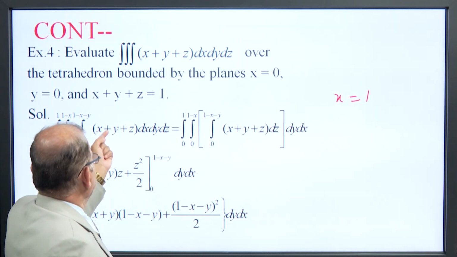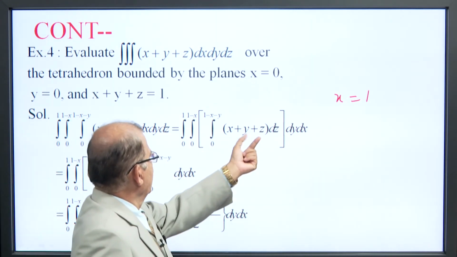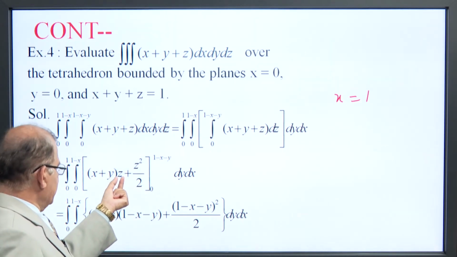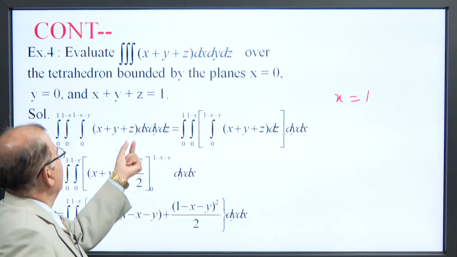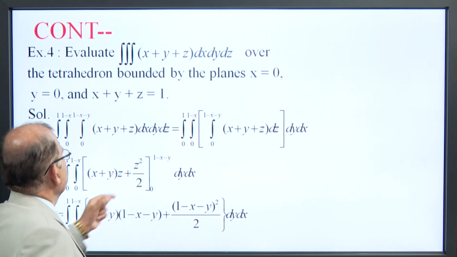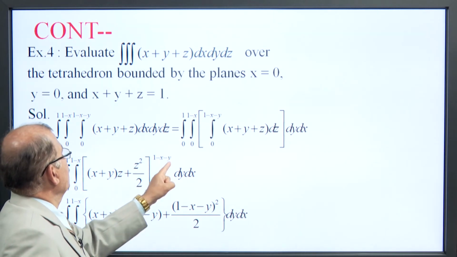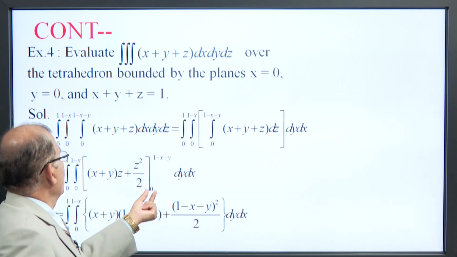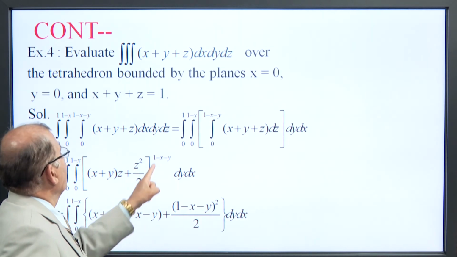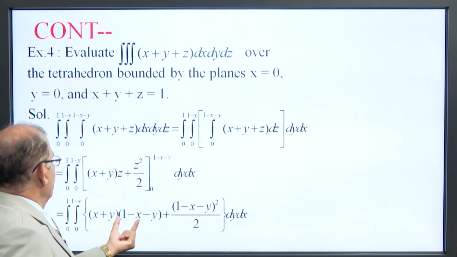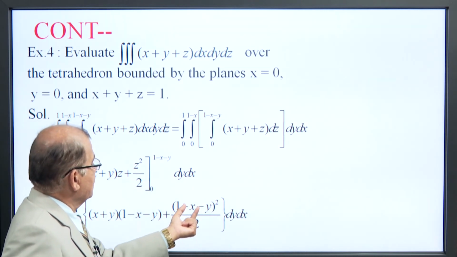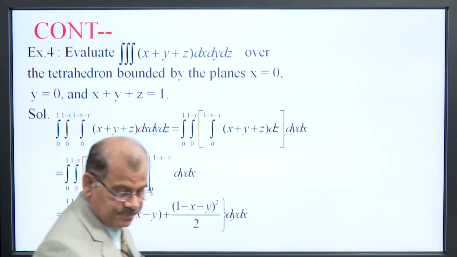First we integrate with respect to z, keeping x and y constant. The integral of dz is z, and the integral of z is z square by 2. Substituting the upper and lower limits, the lower limit vanishes because of z, and the upper limit z means 1 minus x minus y, so it is 1 minus x minus y whole square by 2.